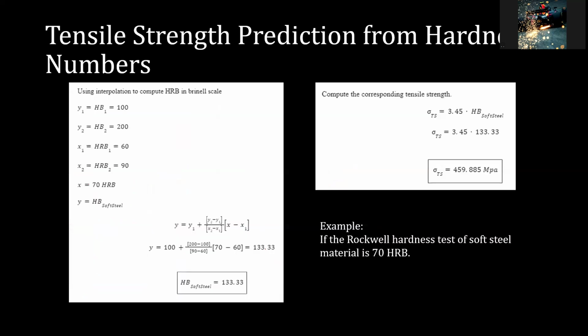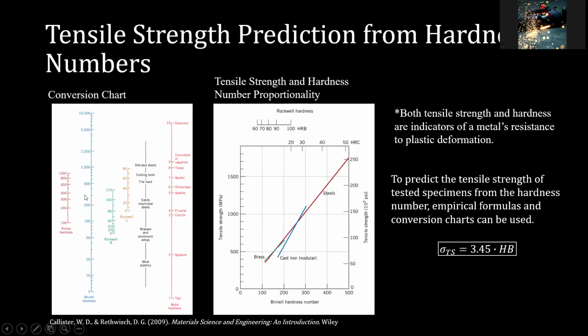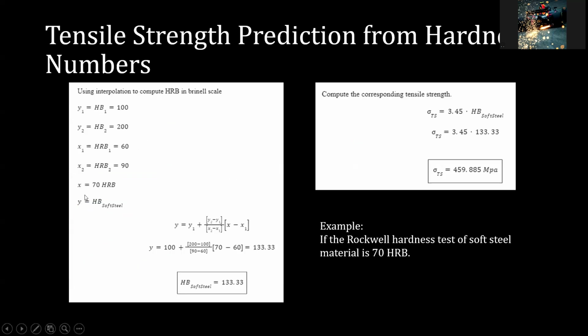And for example, if the Rockwell hardness test of a steel material results in a hardness of 70 HRB, or the hardness number in Rockwell scale B, we can use the conversion chart here to compute the equivalent tensile strength. By interpolating the Brinell hardness value from the conversion chart, we can determine the corresponding tensile strength.